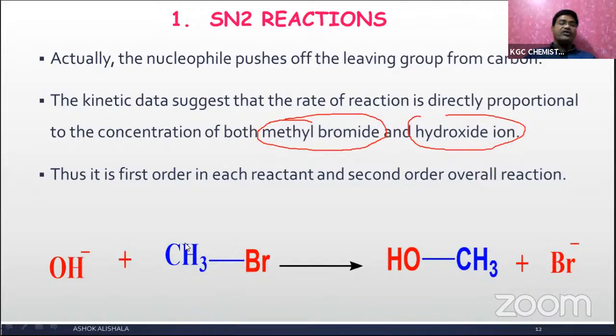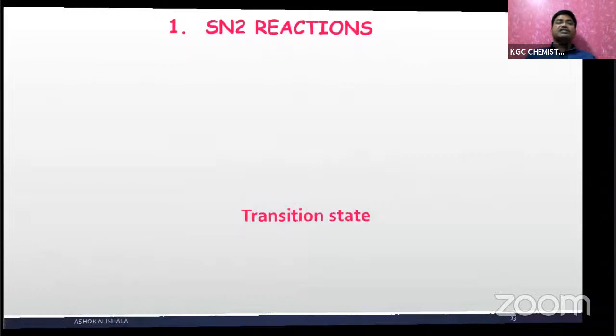This hydroxide ion enters, and just now I told you a typical example before. It goes and adds to this carbon atom, and the bromide leaves. And here you will get a new compound, that is alcohol, and bromide ion is the leaving group. We will discuss the mechanism.